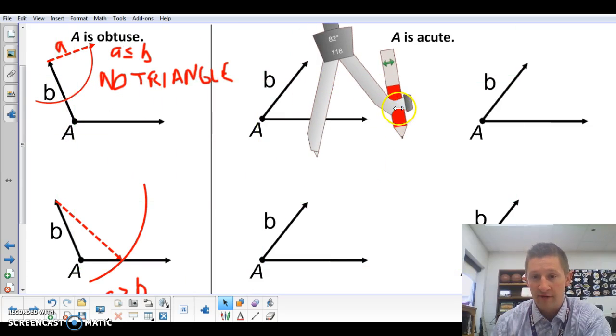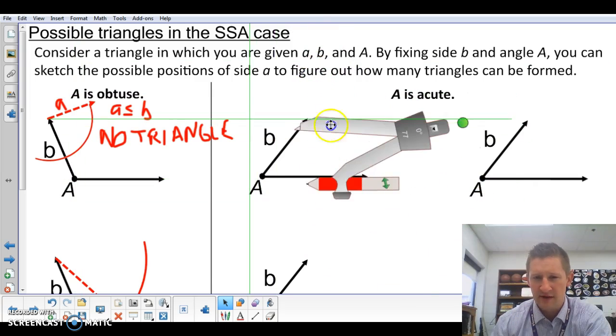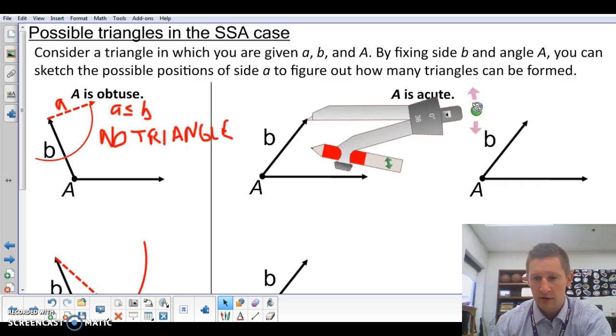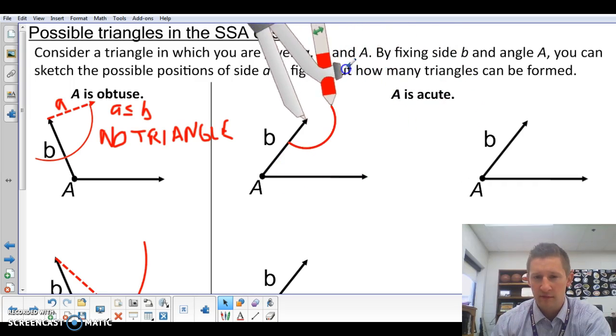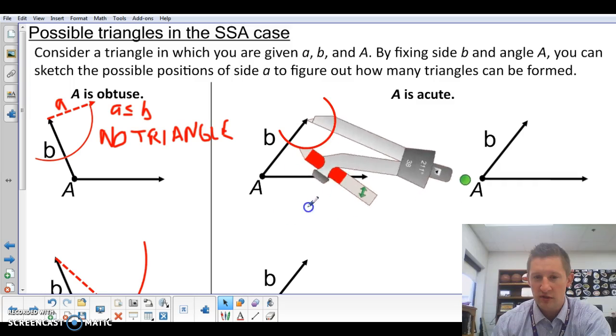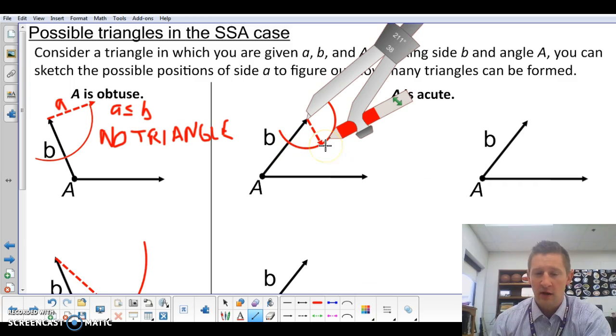So my first option is perhaps the side that's opposite the known angle. What if it were shorter than the given adjacent side? Let's say it's about this long. It's shorter than B. Now, if it's about that long and I draw this arc, if that's all the longer that side is, is there any way for it to reach this side and make a triangle? No. So let's say it extends to here. Oh, it's too short. No matter where it is, it's going to be too short. So now, how do we determine whether or not it reaches there? We'll get to that in just a second.